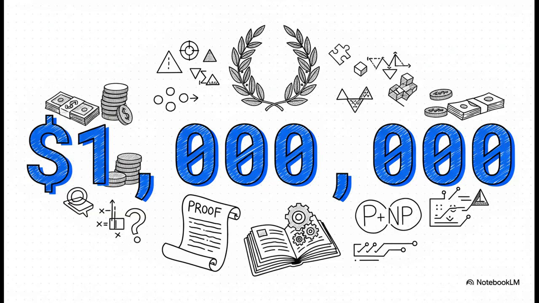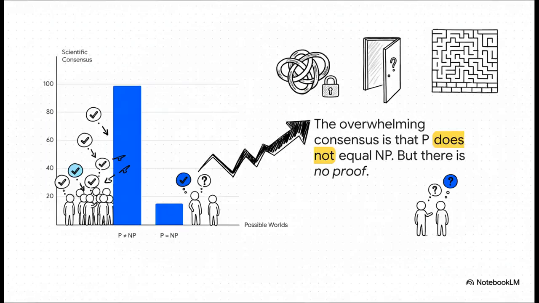And this isn't just some academic thought experiment. It's one of the 7 Millennium Prize problems, and the Clay Mathematics Institute has a cool $1 million prize just waiting for the person who can prove it one way or the other. Now, it's important to say, while we don't have a definitive proof, there is an overwhelming consensus in the field. Pretty much every computer scientist you ask believes that P does not equal NP, that these hard problems really are in a fundamentally different class than the easy ones.